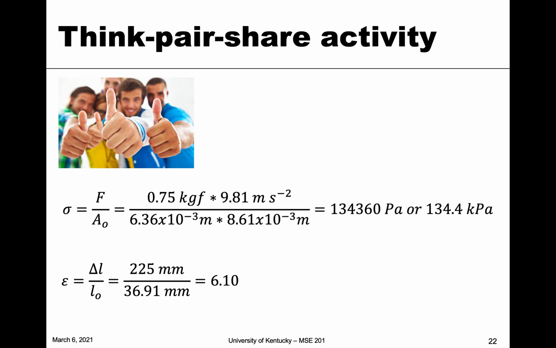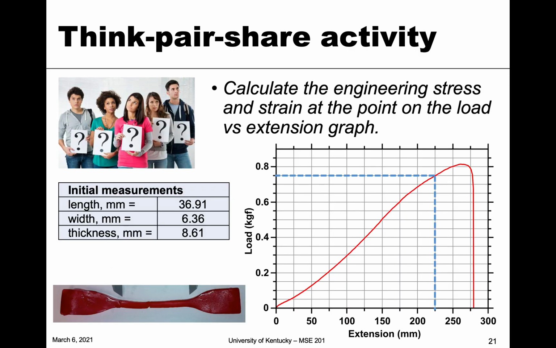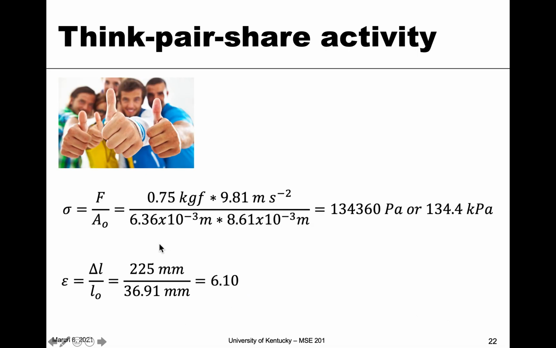Okay, so that was engineering stress. Now let's look at strain, engineering strain, which is epsilon down here. That was defined as the change in length over the initial length. And again, change in length is another name for elongation. So going back to the plot, we see that at that point we have an extension or elongation of 225, because it's right in the middle there, millimeters. So that's the top portion.